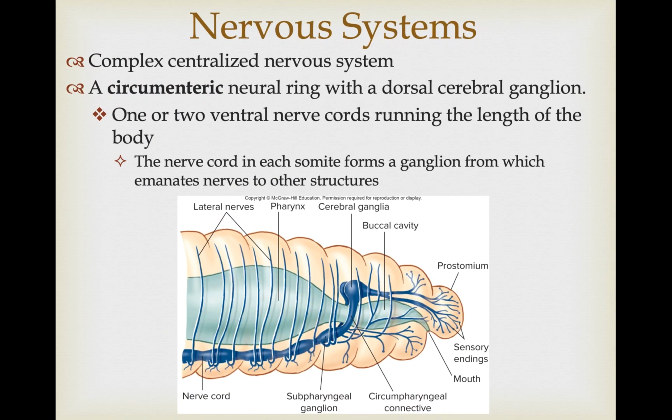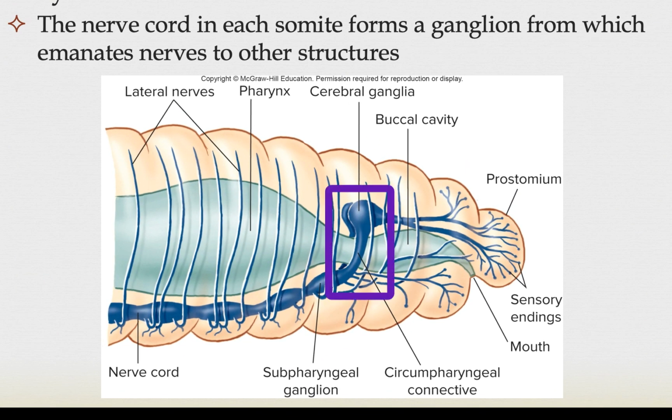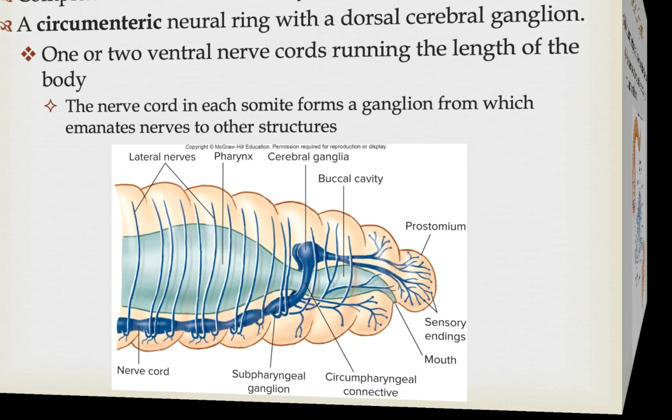They have a very complex centralized nervous system that is centered around a circumenteric neural ring. So this means that it's actually surrounding the digestive tract. This ring, on the dorsal aspect of it, has a large cerebral ganglia or brain, and then it's also connected to this ventral nerve cord. And the ventral nerve cord has these individual ganglia in each somite from which lateral nerves are branching off to go to different structures in each somite.